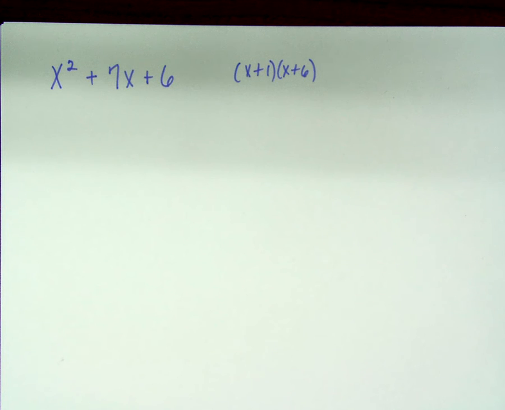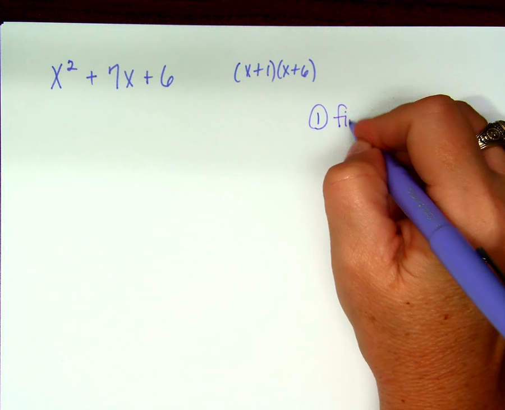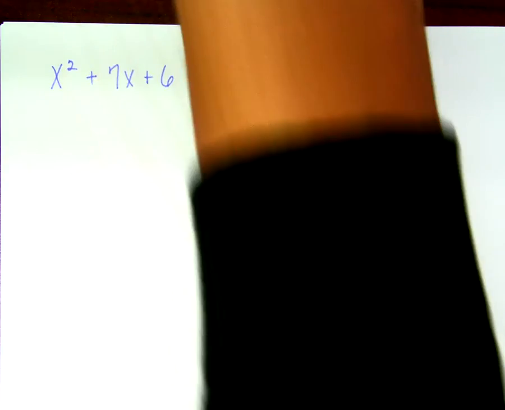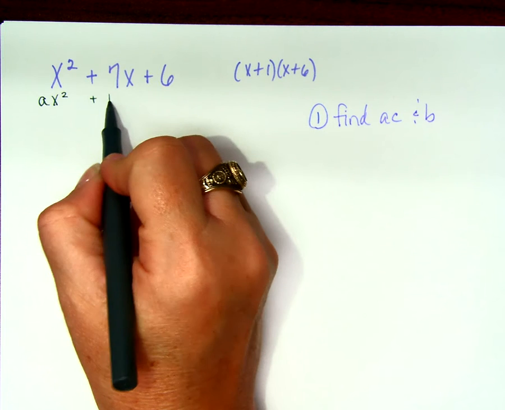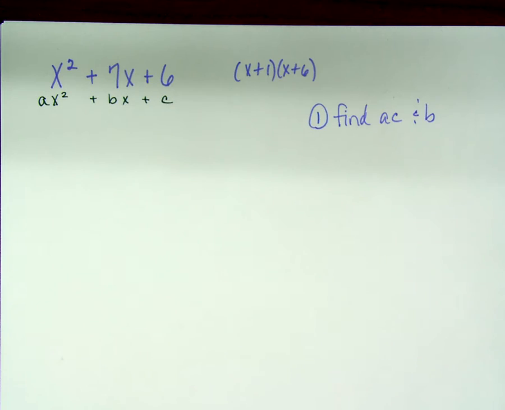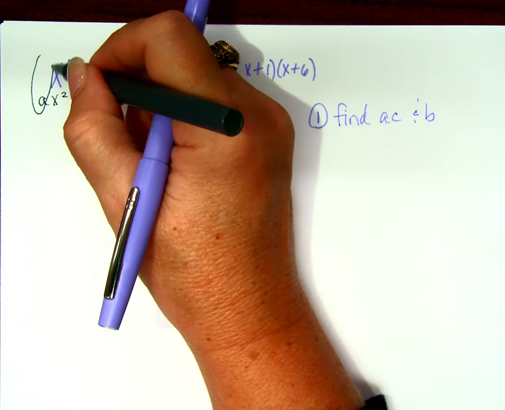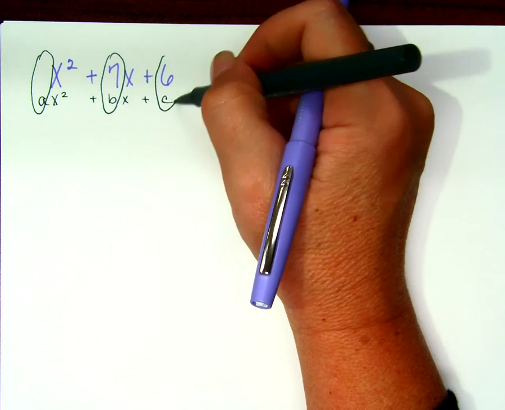Okay, so here's the steps we're going to follow. All right. First of all, the first step we're going to follow is to find AC and B. Well, in order to find AC and B, you have to remember what the standard form of a quadratic is. ax squared plus bx plus c is the standard form for a quadratic, which means a is what? 1, b is what? 7, and c is what?